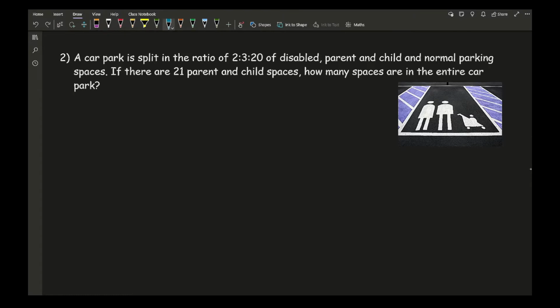So again, what we're going to do is look at the labelling of each of these. I'm going to call disabled D, parent and child PC, and we'll call normal N. So we've got D, PC, and N, and the ratio is given as 2 to 3 to 20. So I know that the disabled is 2 parts, the parent and child is 3 parts, and the normal is 20.